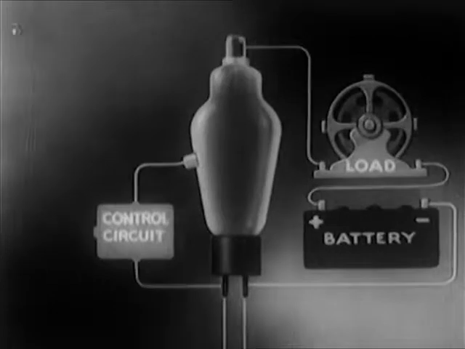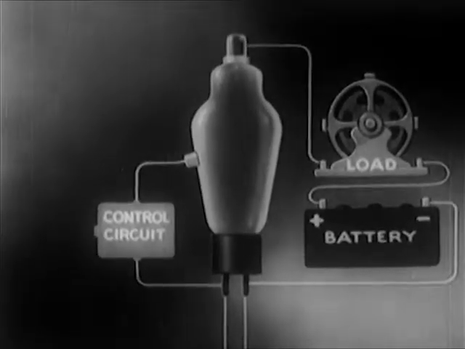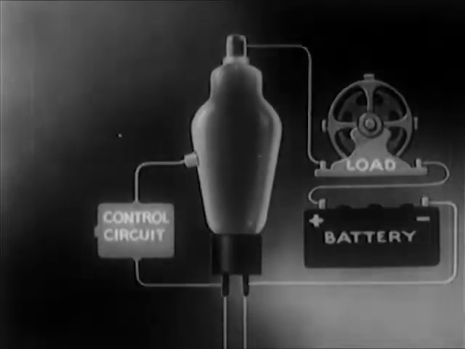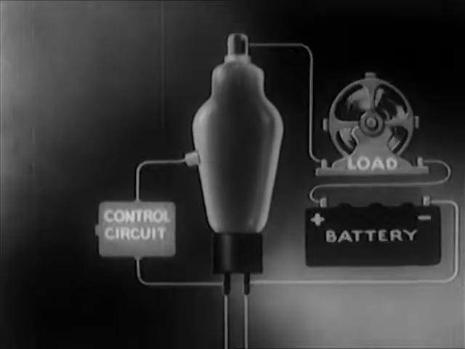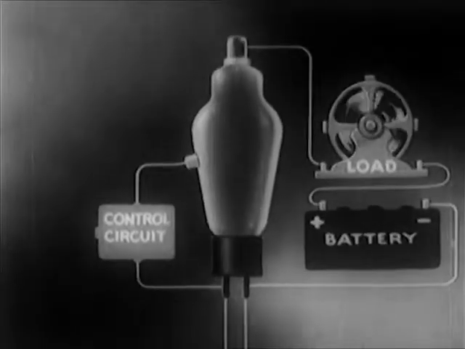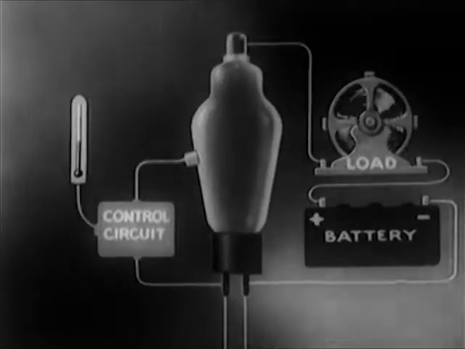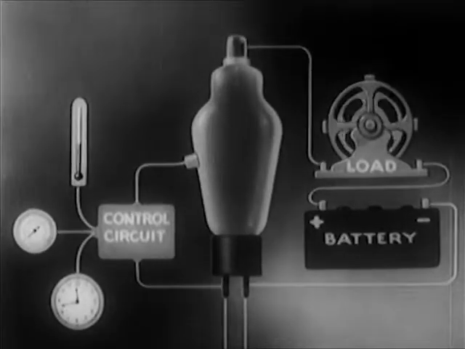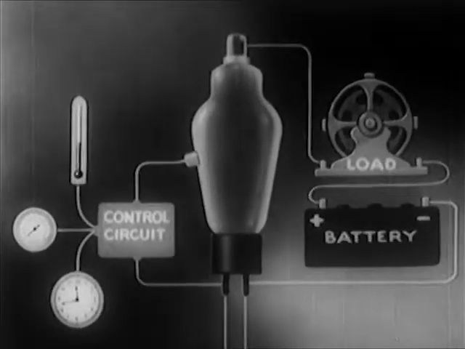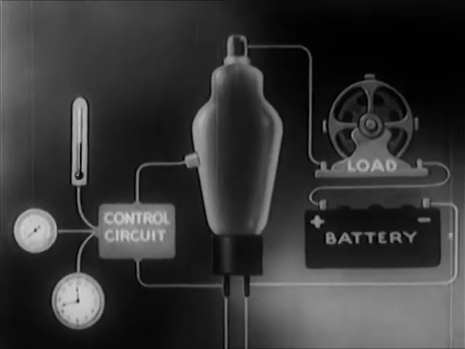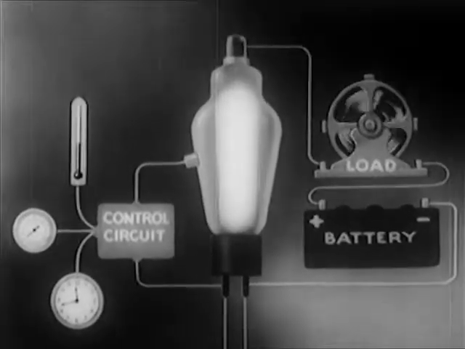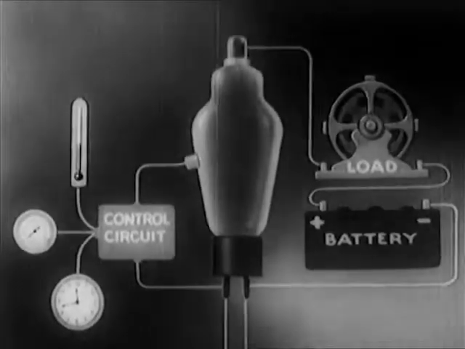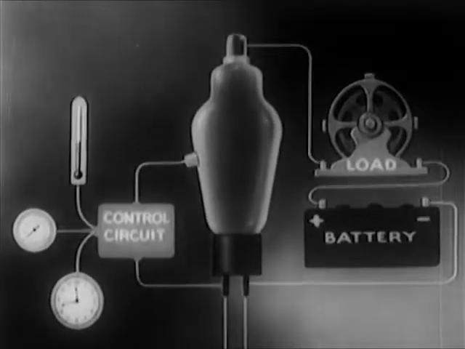This diagram illustrates one of the principal mechanisms of electronic control. We use the grid here not to amplify a weak signal, but to control the flow of power to a machine. To do this, we connect the control circuit in such a way that it becomes a function of temperature, speed, time, or any other variable. As a result, grid potential is varied, and the work circuit is automatically closed, modified, or opened. And we can do all this with split-second timing and incomparable precision.